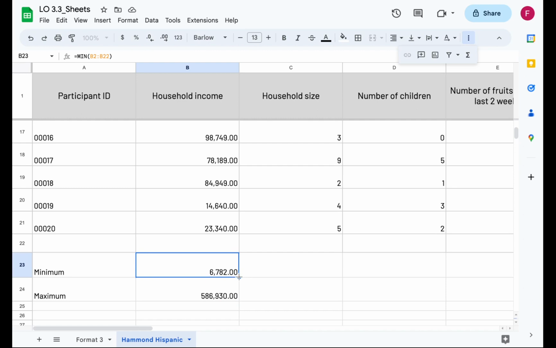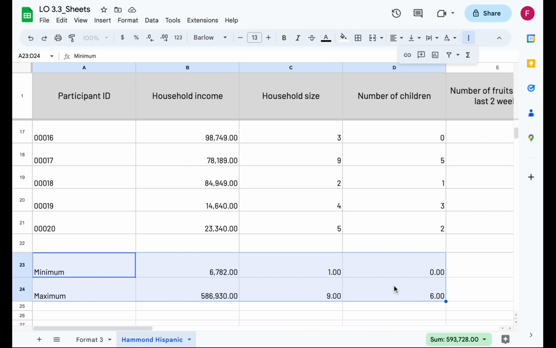Now I can stretch this out to give me the figures for number of children and household size. I can see that the household with the most children has 6, and some household's number of children is 0. And then household size, the least is 1 and the most is 9. So that's a way of doing that.